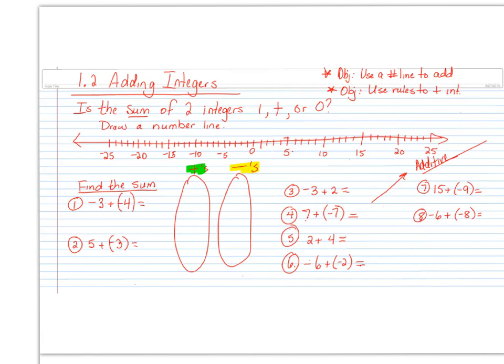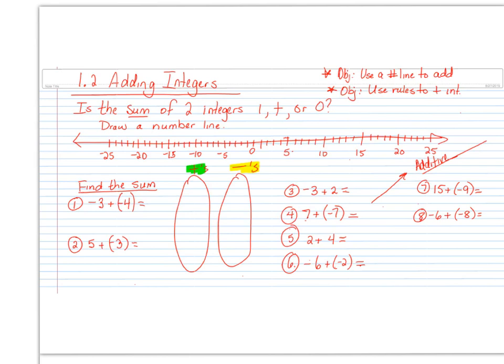We're going to be doing today is lesson 1.2, which is adding integers. By the end of class today, you should use a number line and make sure that you're adding. And then as soon as you get better at this, you will be able to just apply the rules and figure out the answers.